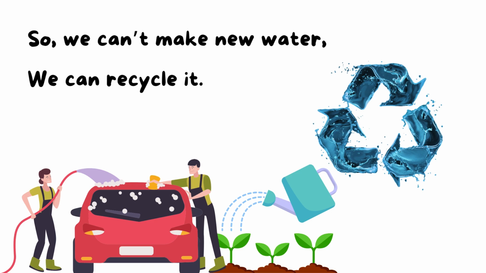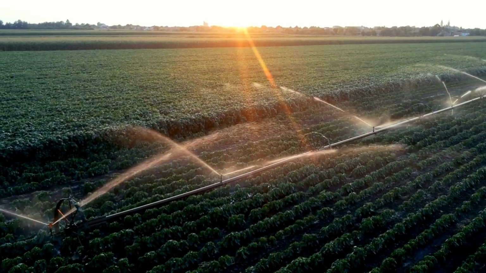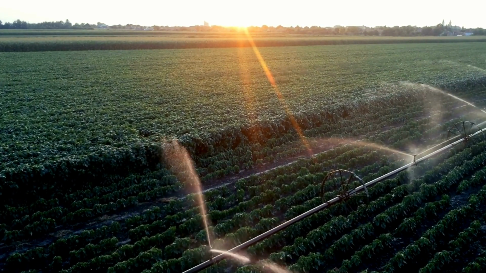So we can't make new water, but we can recycle it. What is the meaning of recycle? It means to reuse the water. For example, if we have water that we used in washing vegetables, we can reuse it by watering plants or washing cars, something like that. As we see here, this is agriculture. In agriculture, we water the fields with recycled water.